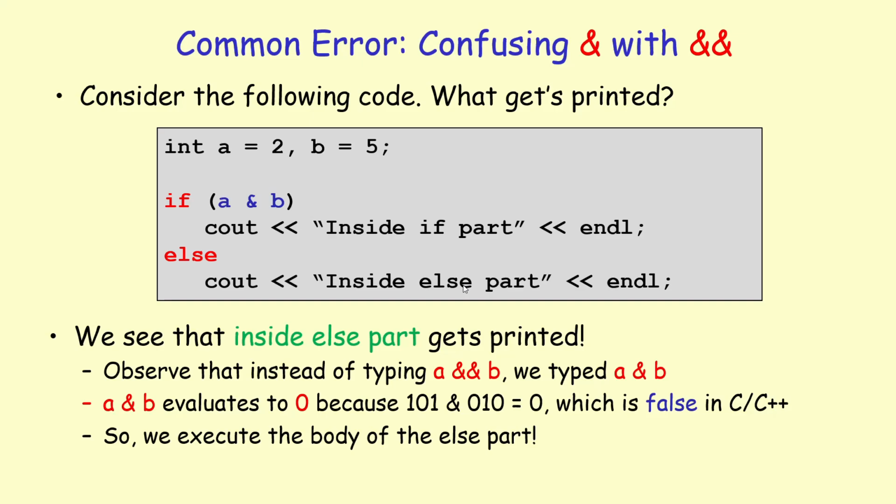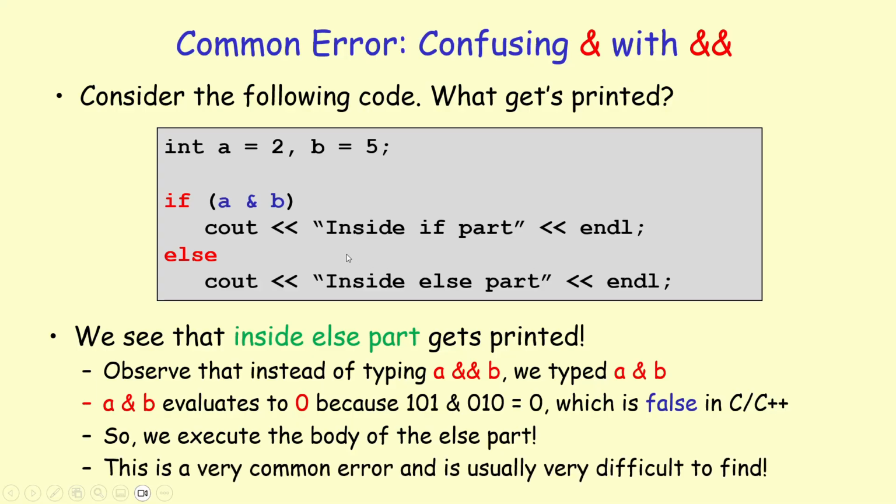Again, the intention of the programmer is a logical AND B. I mean, that's probably what the programmer was trying to type in here. But by mistake, instead of typing 2 ampersand symbols, the programmer typed 1 ampersand symbol, and that leads to this unexpected behavior. And this is a very common error and is usually very difficult to find. Again, this problem is very similar to typing a single equality symbol to mean the equality operator. Remember, a single equality symbol in C++ is the assignment operator.